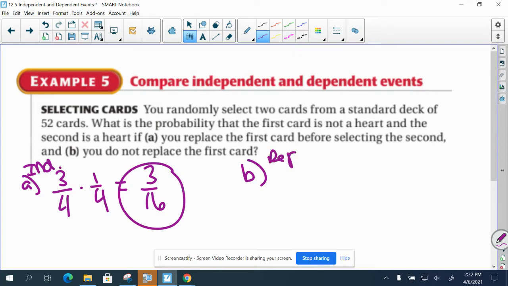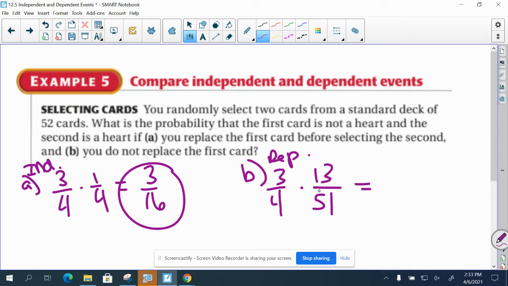And then for dependent events, if you don't replace it, well, the first time is still 3/4, but the second time, you now only have 51 cards, and then if you didn't pick a heart, that means there are still 13 hearts. Okay, now you gotta be careful because if they're doing like 2 of the same things, then you would reduce the numerator to 12. But here, since we didn't pick what we're trying to pick the second time, you don't need to.